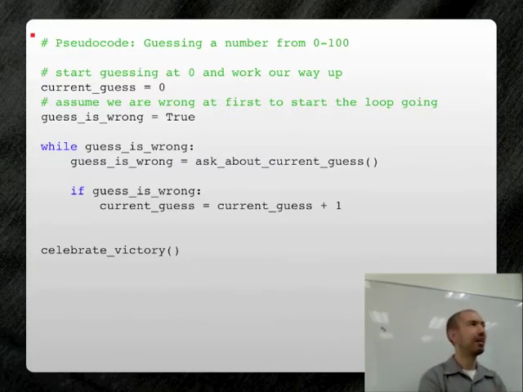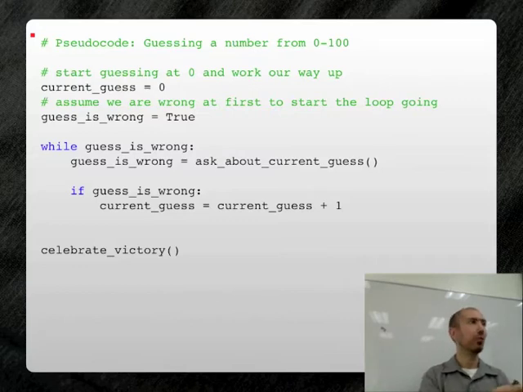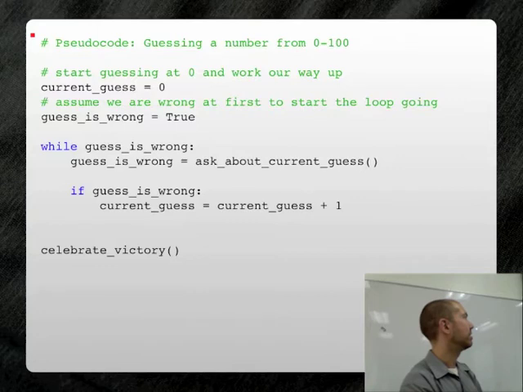And we haven't done any mathematical functions yet, but this sort of can forecast what we're doing here. Current guess plus 1 literally means what it looks like, 1 more than current guess. And you can say current guess is assigned the previous value of current guess plus 1. Does that kind of make sense to everybody?